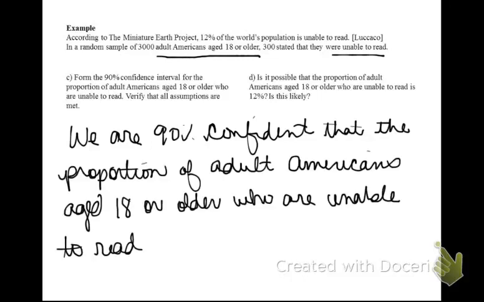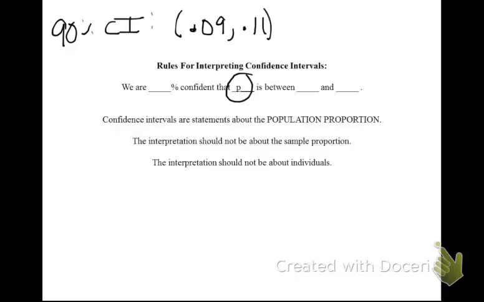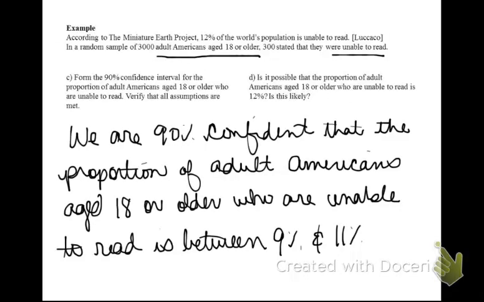So far we are 90% confident that the proportion of adult Americans aged 18 or older who are unable to read. And the last part is to state the bounds. We are 90% confident that this proportion p is between 9% and 11%. We are 90% confident that the proportion of adult Americans aged 18 or older who are unable to read is between 9% and 11%.